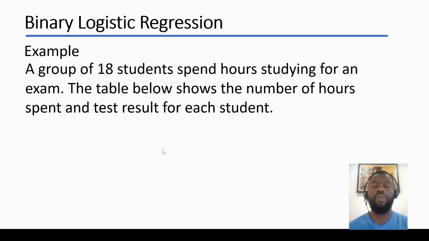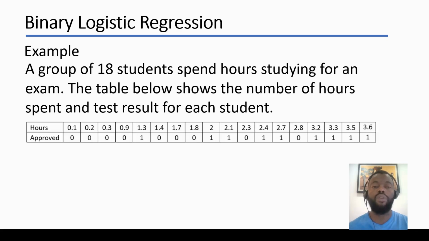We have one example. A group of 18 students spent hours studying for an exam. The table below shows the number of hours spent and the test result for each student. So we have the hours spent studying and we have the result, where 0 is failure and 1 is success.